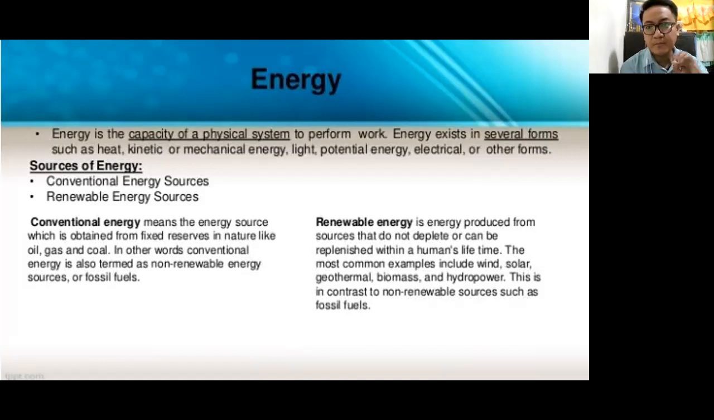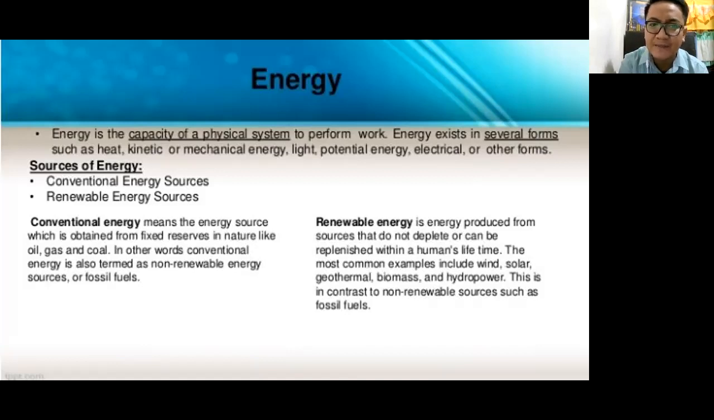Tutukuyin po natin yung dalawang punto o content po ng ating sources of energy. We have the conventional energy sources and the renewable energy sources. When we talk about conventional energy sources, it is also known as the non-renewable. Okay po? So conventional energy means the energy source which is obtained from fixed reserves in nature like oil, gas, and coal. In other words, conventional energy sources are also termed as non-renewable energy sources or even fossil fuel. Together, mapapansin po natin that renewable energy is energy produced from sources that do not deplete or can be replenished within a human's lifetime. The most common examples include wind, solar, geothermal, biomass, and hydropower. This is in contrast to non-renewable sources such as the fossil fuel.